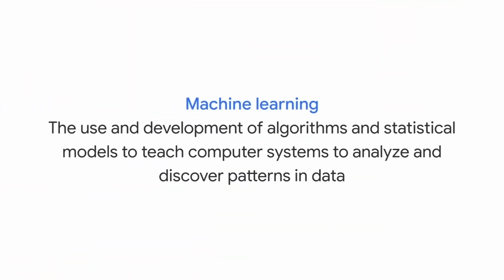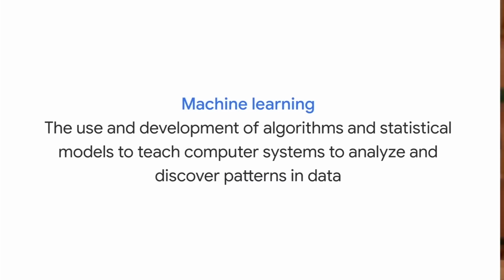But to start, consider the definition of machine learning. Machine learning is the use and development of algorithms and statistical models to teach computer systems to analyze and discover patterns in data. ML algorithms and models rely on vast amounts of high-quality data to make accurate predictions and drive smart decision-making. Accessing the right data at the right time is crucial for the success of ML projects, and that's where the cloud becomes a game changer.